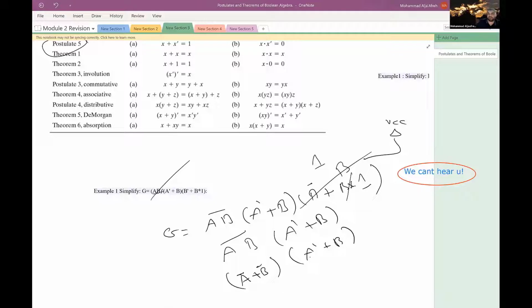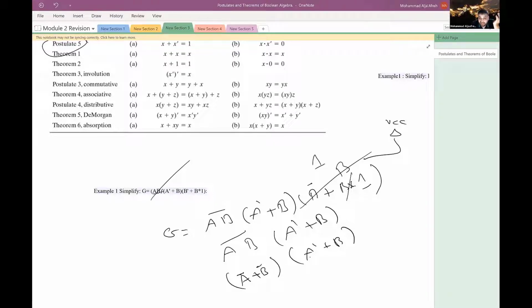Sorry. I'm really sorry, guys. Okay. So again, we have this example and we would like to simplify it. The example is A prime B prime, and we have A prime plus B, and then we have B prime plus B multiplied by 1. Basically, B multiplied by 1 is B, and B plus B prime, according to postulate 5, is equal to 1.